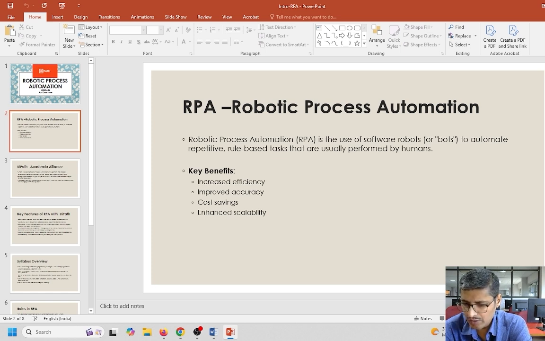So instead of humans entering all this information, we can keep all such information of n students in one Excel file, and we can generate a software bot using RPA, so that the bot itself will automatically fill all n students' information into the given software. So this is one example I can give for RPA. Similarly, you can do n number of things where humans do a repetitive task that can be automated. So this is completely designing software bots. The benefits are increased efficiency, improved accuracy, cost saving, and enhanced scalability.